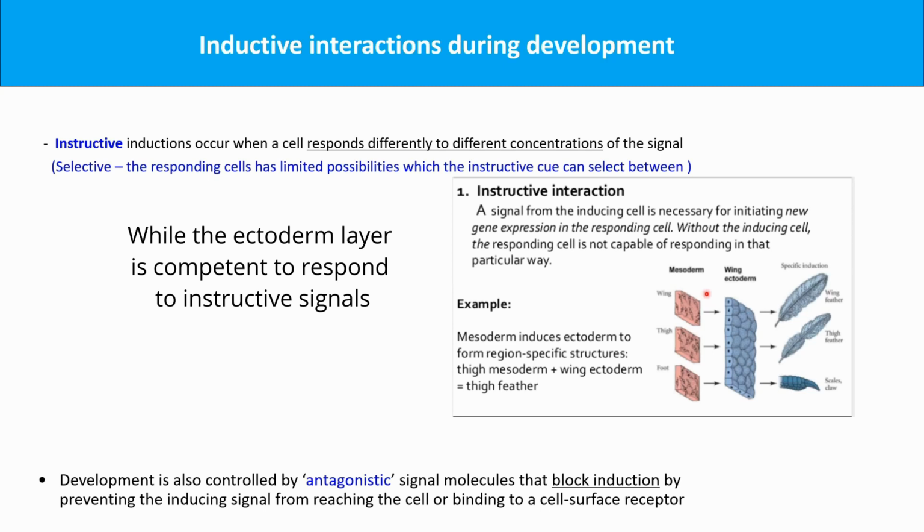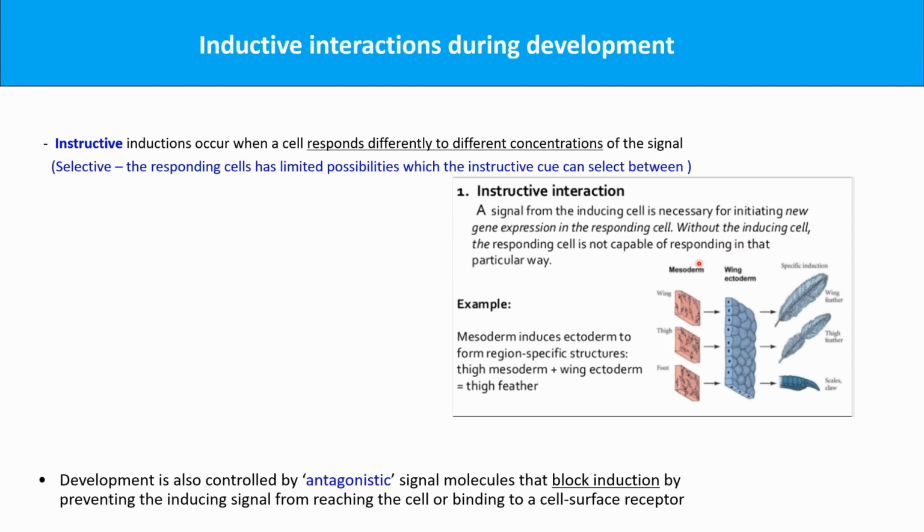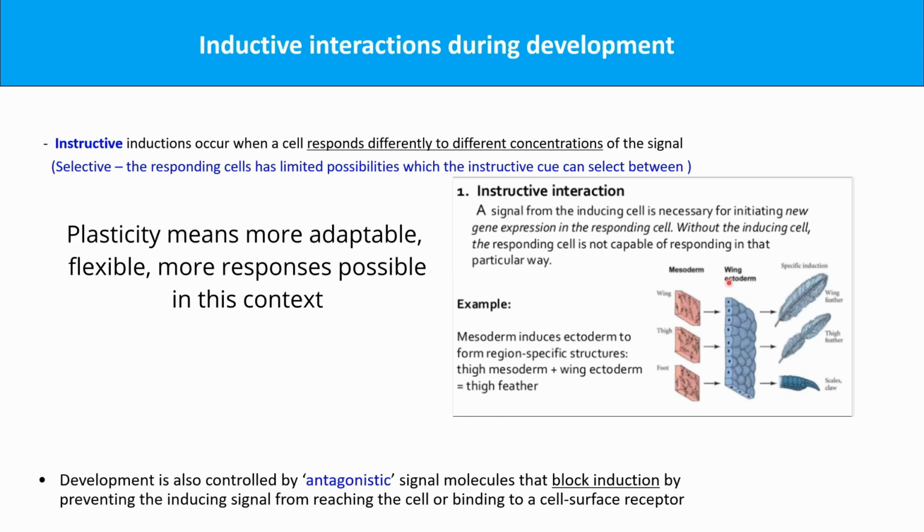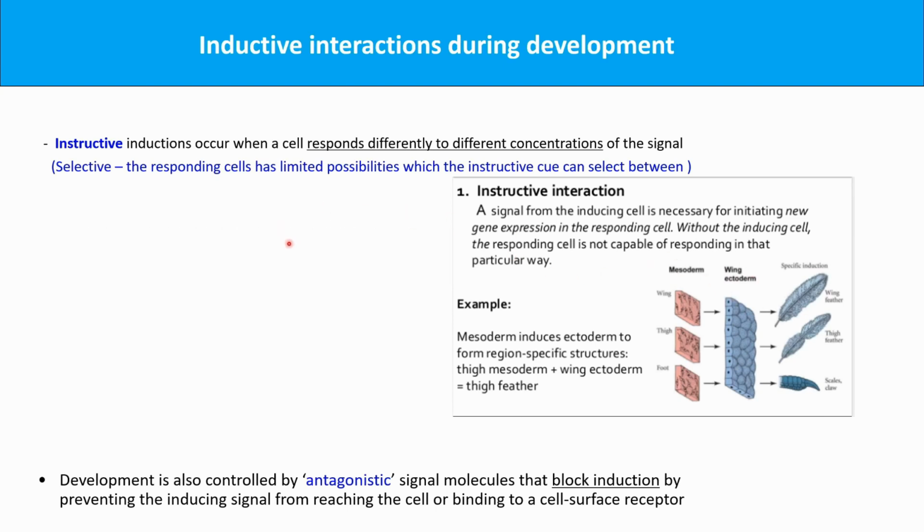instructive induction cue. So there is more plasticity. It's less specified in the wing ectoderm, and it can respond to different strengths of signal by giving different output. So the cue itself then is said to be instructive. We should also mention that in development we have antagonistic or negative signal molecules that can block induction by preventing the inducing signal from reaching the cell or binding to the cell surface receptor, for example. It's important to keep in mind.